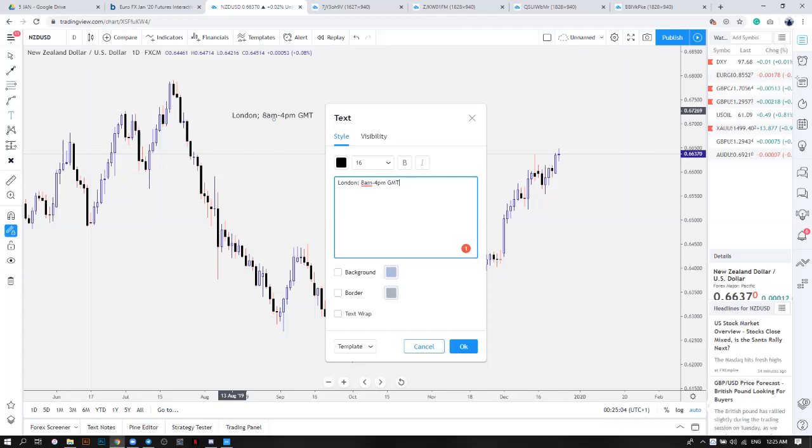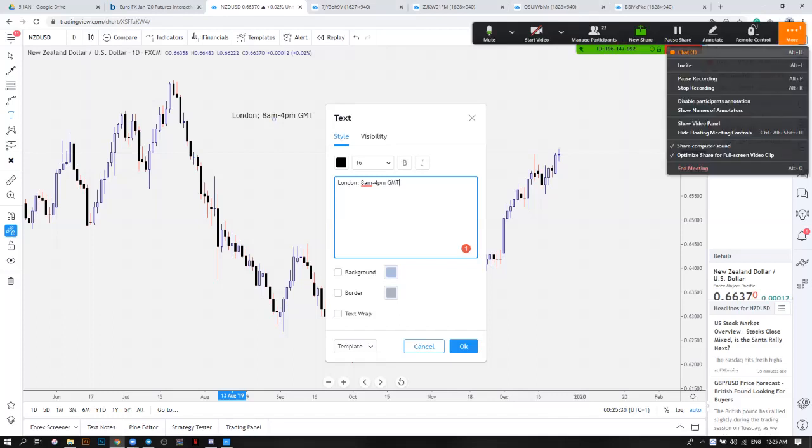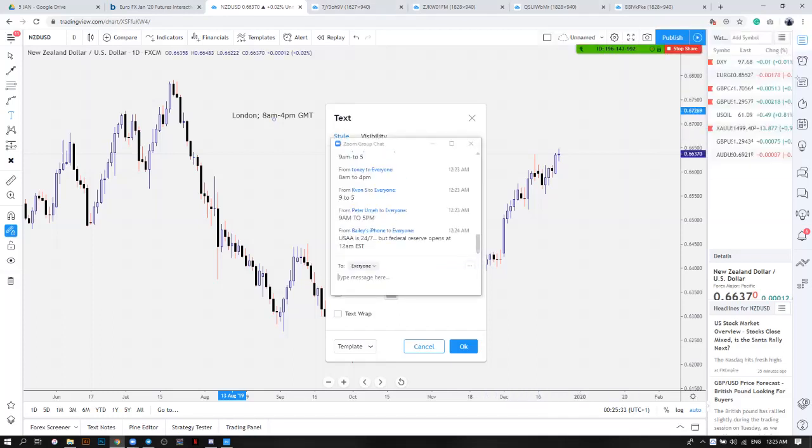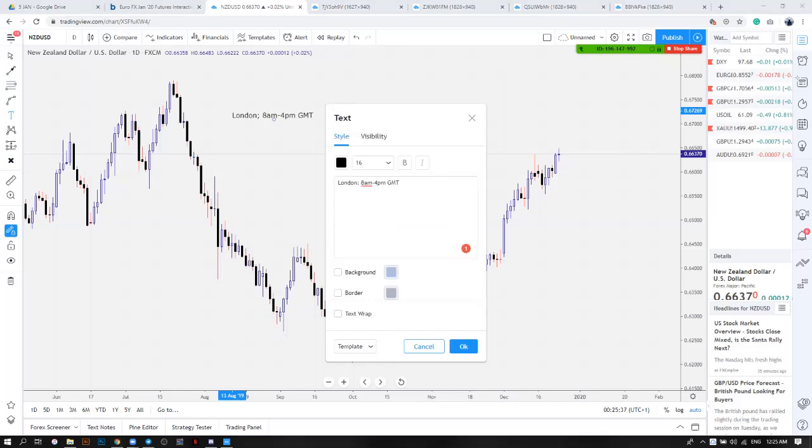Now, that's GMT. If you convert that to Eastern Standard Time, which is New York time, that gives you 3 a.m. to 9 a.m. Yeah, 3 a.m. to 9 a.m. So you have a time frame of 3 a.m. to 9 a.m. USA is 24/7, but the Federal Reserve opens at 12 a.m. EST. The banks are open 24/7.